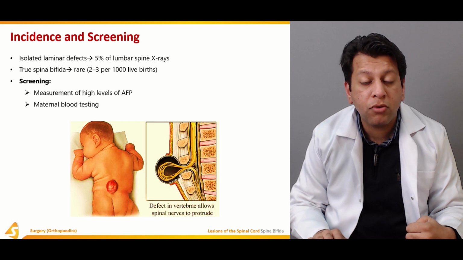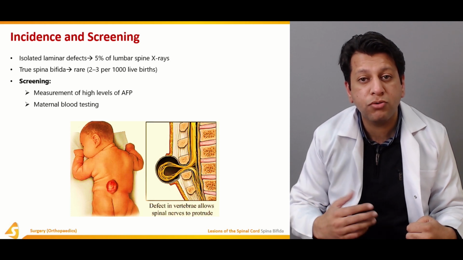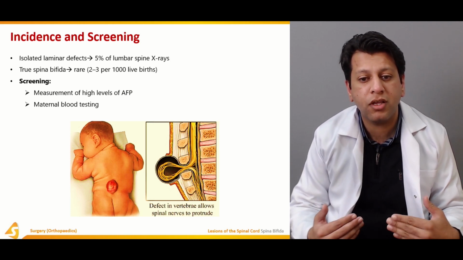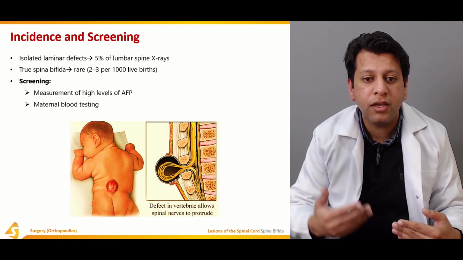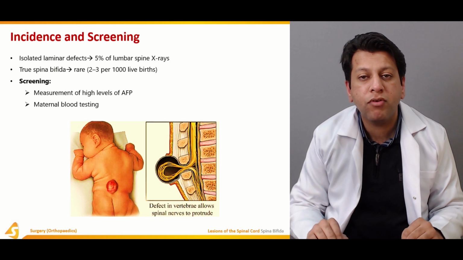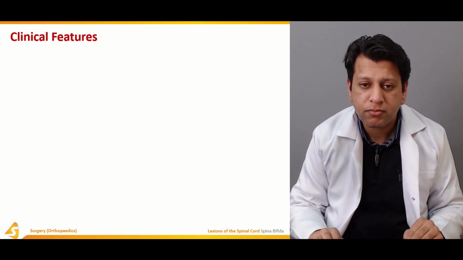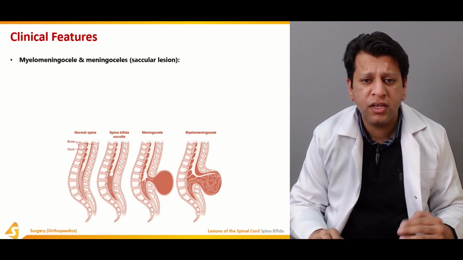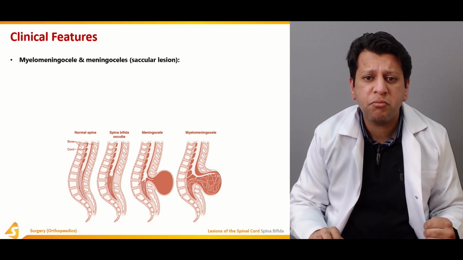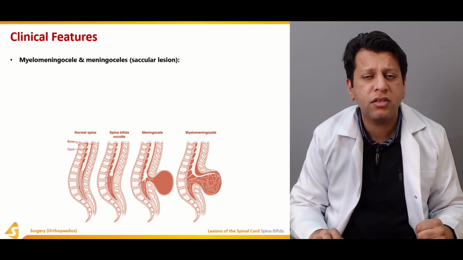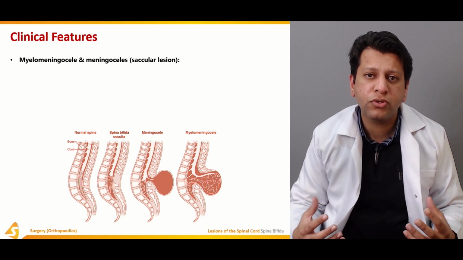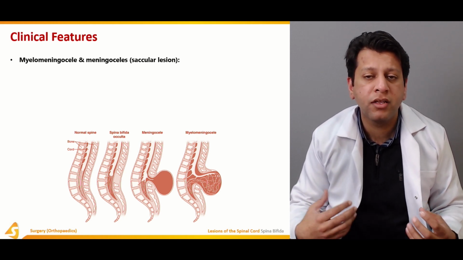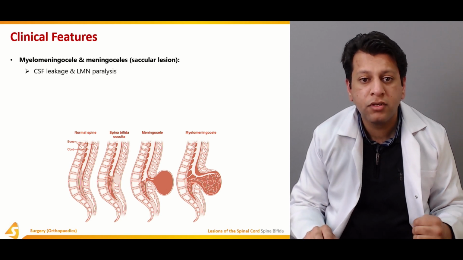Maternal blood testing can also be used, because the alpha-fetoprotein secreted by the fetus can come into the maternal blood and would usually present with a high level of alpha-fetoprotein. Coming to the clinical features, as I just told you, meningocele and myelomeningocele are the sacral lesions, usually presenting as sac-like protrusions out of the lower part of the spine at the lower back level.